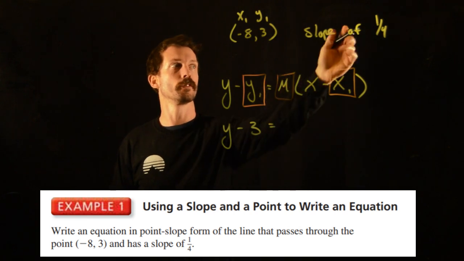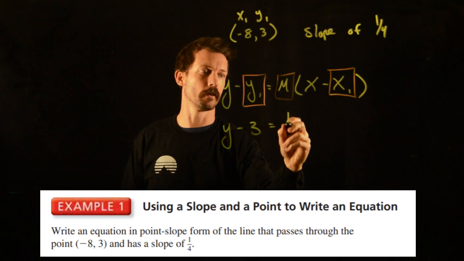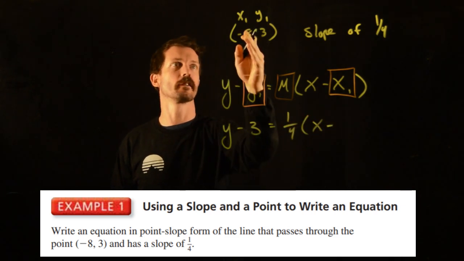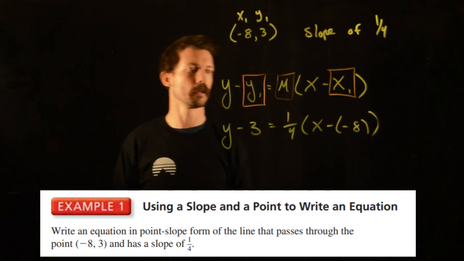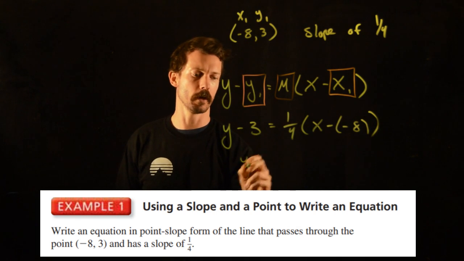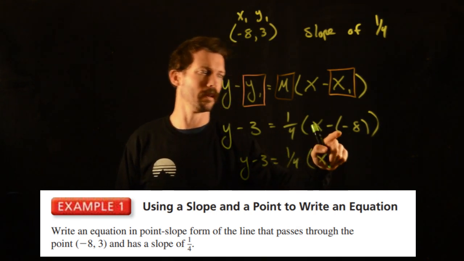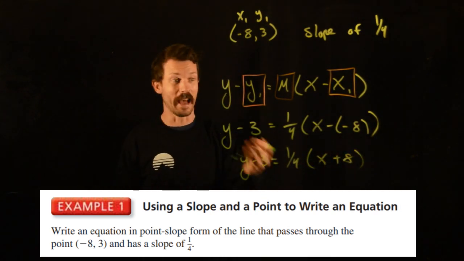What's my slope? Well, slope you know is m, which is 1/4. So I just put this in here. And then x minus x sub 1, so I have to substitute that guy in, and then we get something like that. Now we just want to simplify it. What I mean by that is still leave it in point-slope form, but let's simplify this. So plus 8. So that is point-slope form.